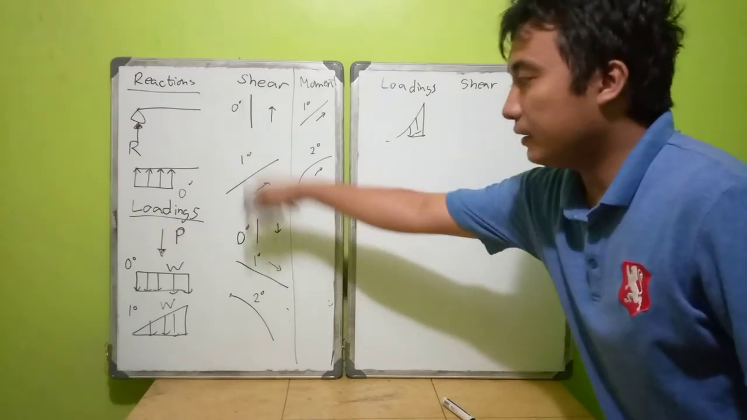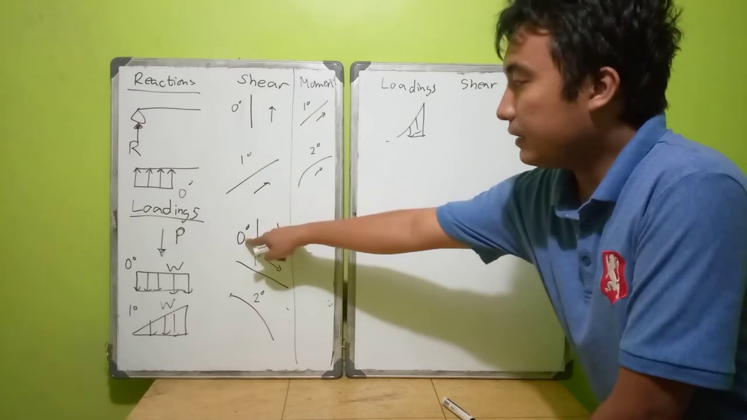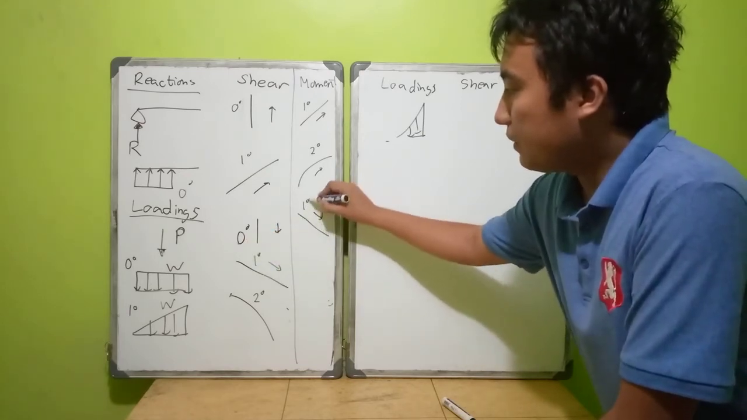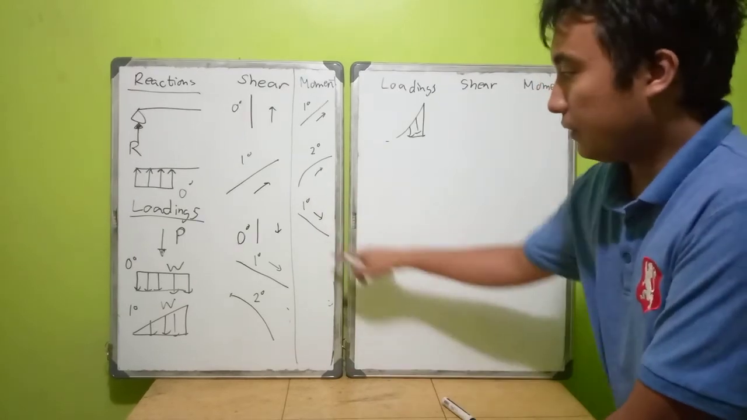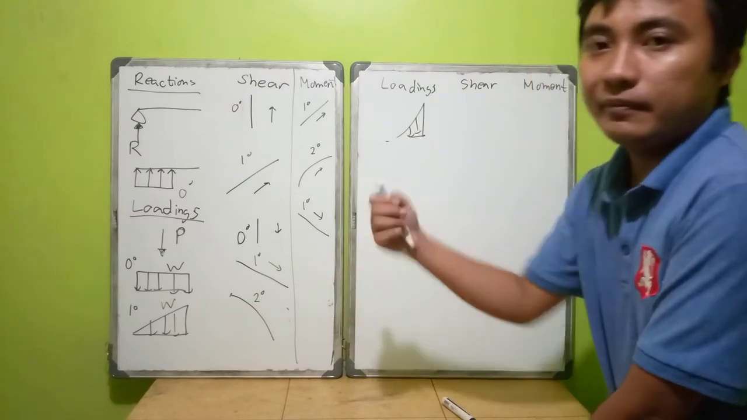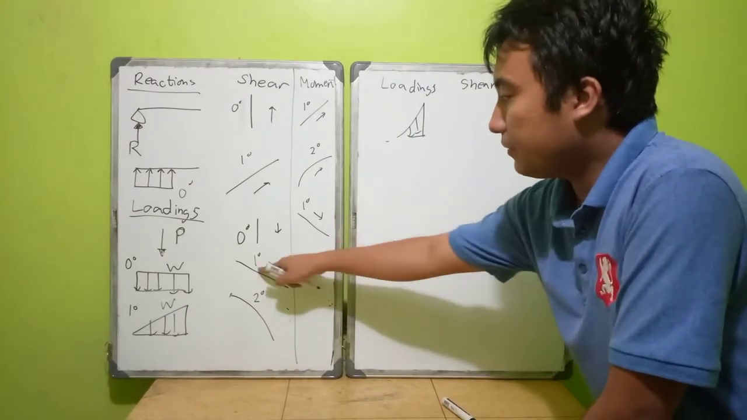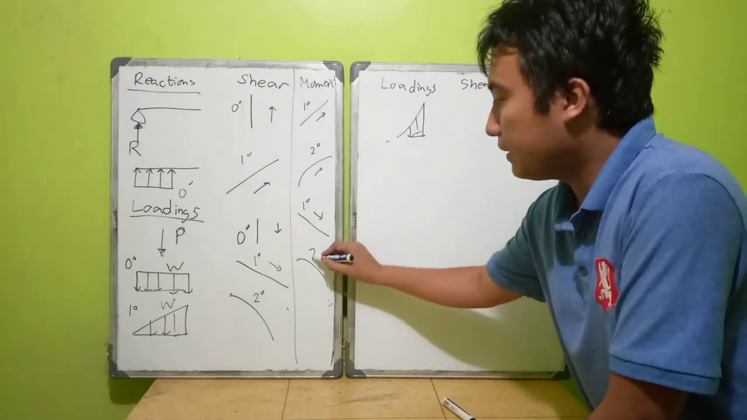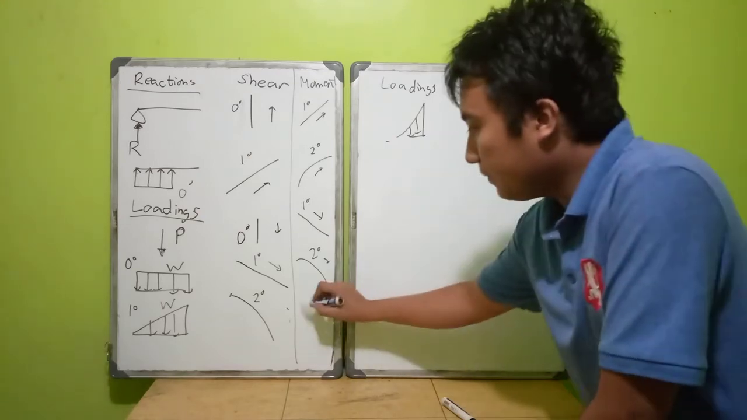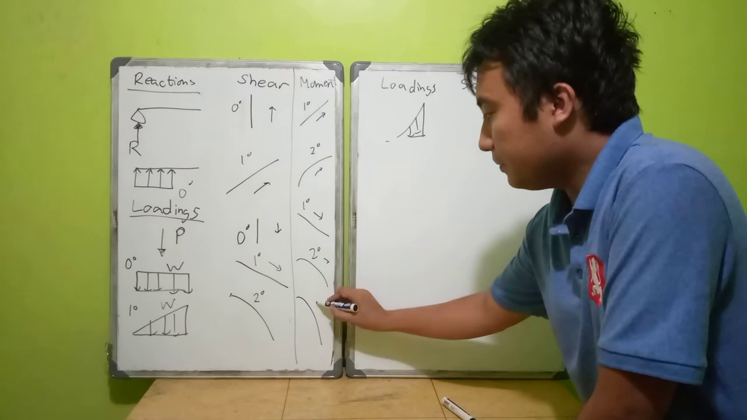And when the loadings decrease, since this is 0 degrees for shear, your 1-degree curve will be like this, decreasing also. So this is a 1-degree curve. Your moment will be one step higher. If this is your 1 degree, your 2-degree curve will be like this. And for your moment, it will become 1 degree higher again. So this will be 3 degrees.